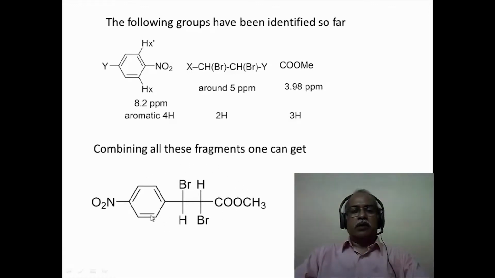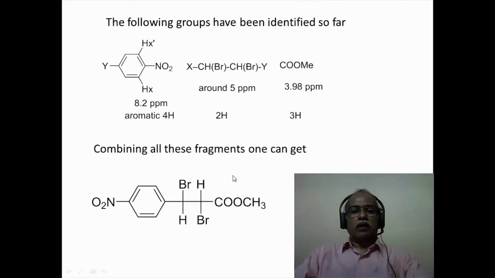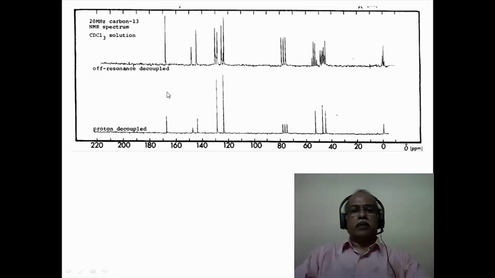Most likely the compound structure is methyl paranitrophenyl dibromo propionate. That is the name of the structure of the compound that corresponds to the spectral data that is given here. Now let us confirm whether this structure is also satisfying the carbon 13 NMR spectrum. This is the carbon 13 NMR spectrum of this particular compound.